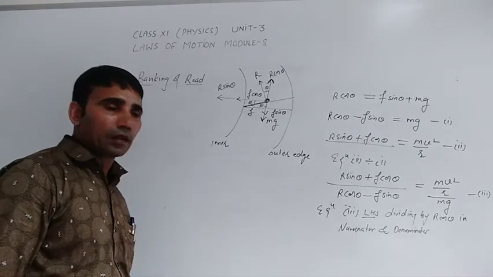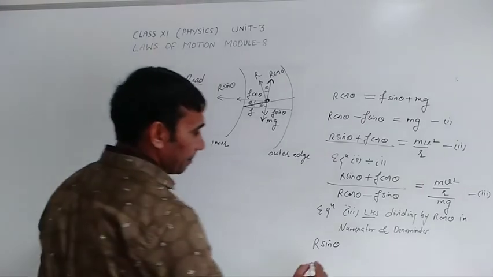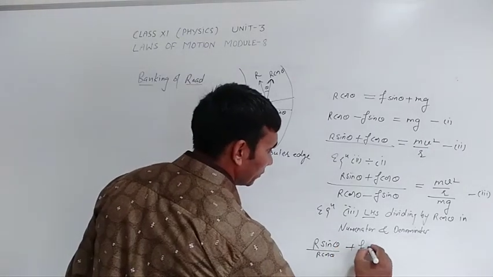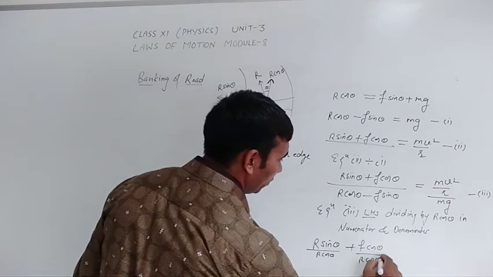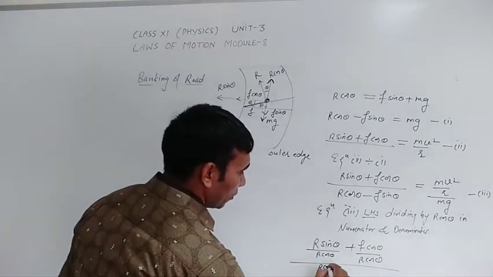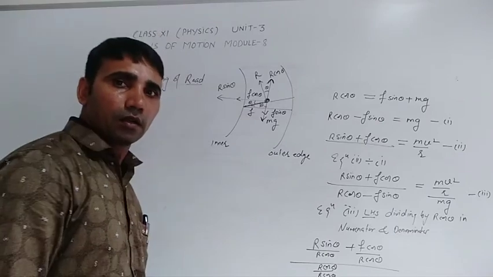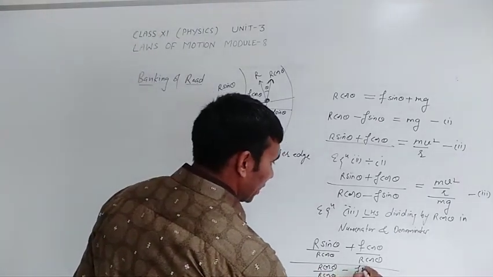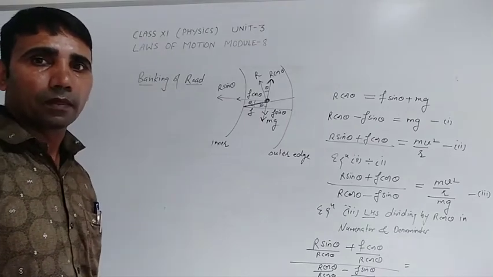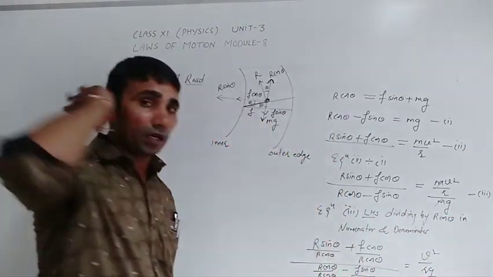So we get R sin theta divided by R cos theta plus F cos theta divided by R cos theta, upon R cos theta divided by R cos theta minus F sin theta divided by R cos theta, which is equal to, m cancels out, v square divided by rg.